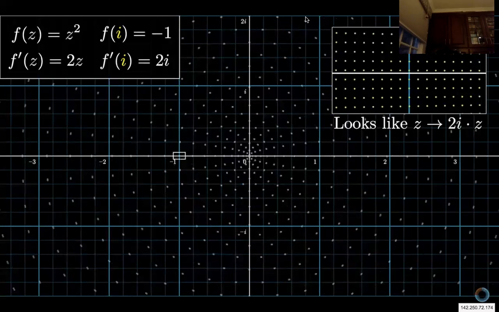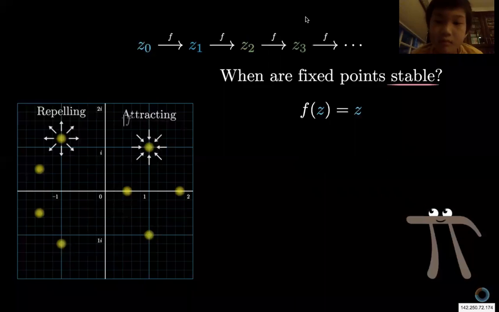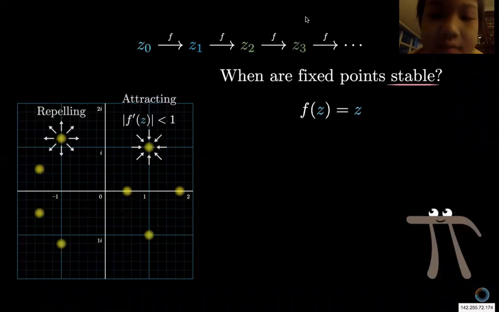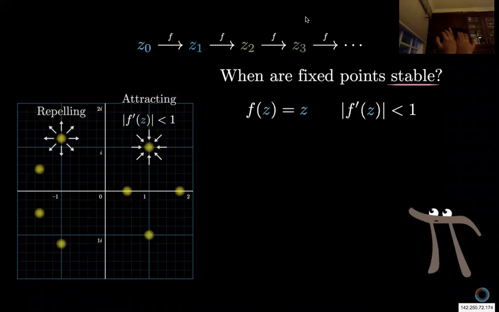For the purposes of analyzing stability, the only thing we care about here is the growing and shrinking factor. The rotational part doesn't matter. So if you compute the derivative of a function at its fixed point, and the absolute value of this result is less than 1, it tells you that the fixed point is attracting, that nearby points tend to come in towards it. If that derivative has an absolute value bigger than 1, it tells you the fixed point is repelling, it pushes away its neighbors.